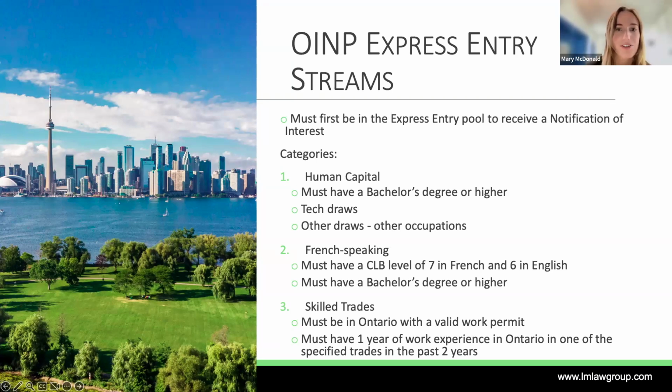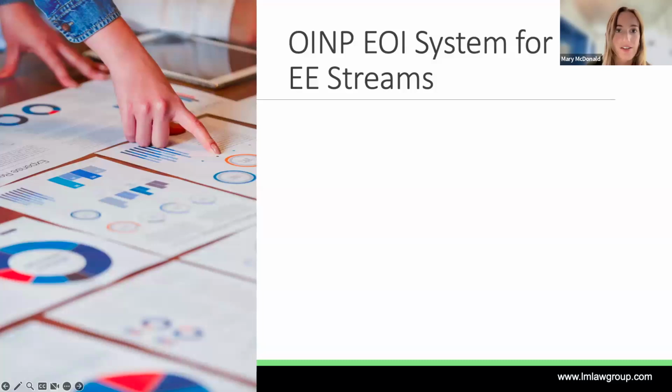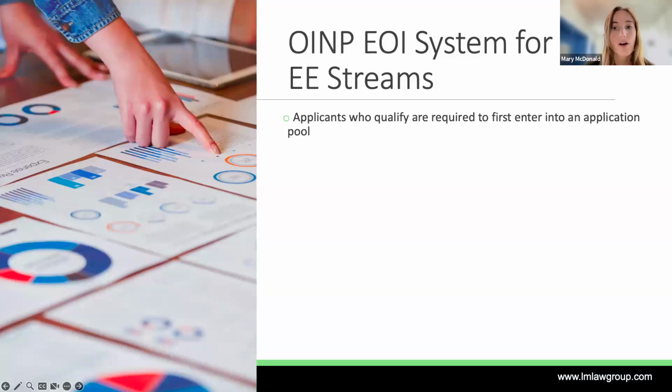Okay, so moving on to the non-Express Entry linked streams. Those previous streams that I was talking about are the ones that give you 600 points under Express Entry. These do not give you 600 points. They are not connected through Express Entry. They're through a separate application process. So there's a lot of confusion there. These streams are a totally different process. You do not qualify or apply through Express Entry for these streams.